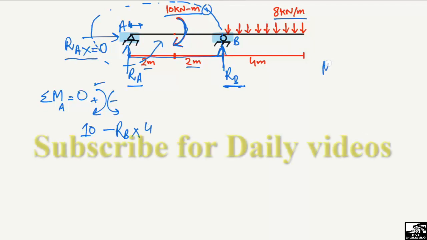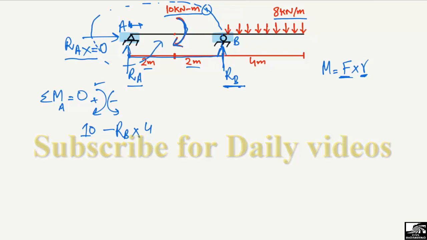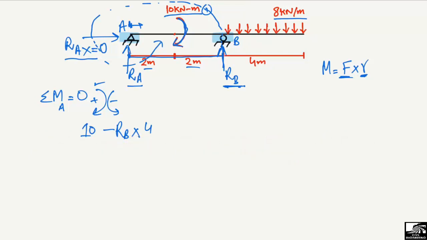It should be kept in mind that moment is equal to force times moment arm. The force we know is RB, and the moment arm is the perpendicular distance from the point where the force is acting to the point where you have to find the moment. So the moment arm in our case is 4 meters.